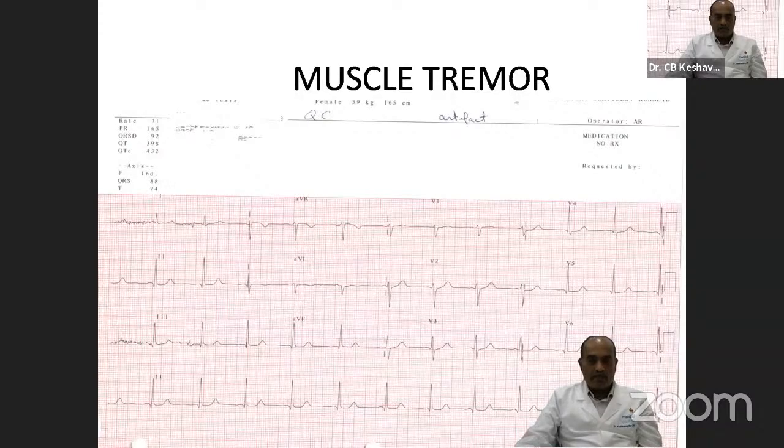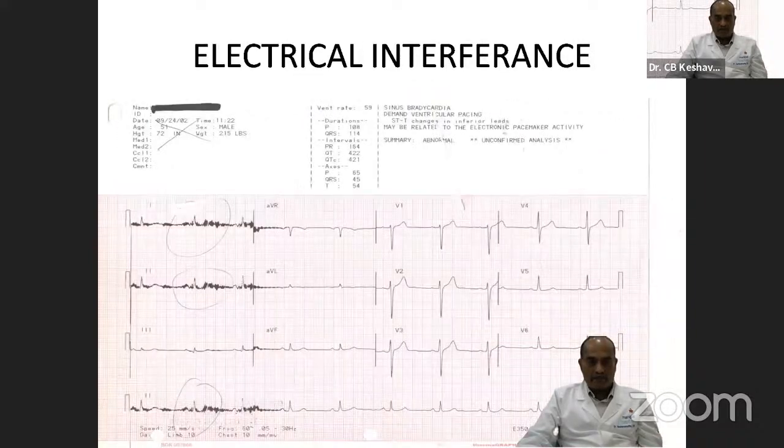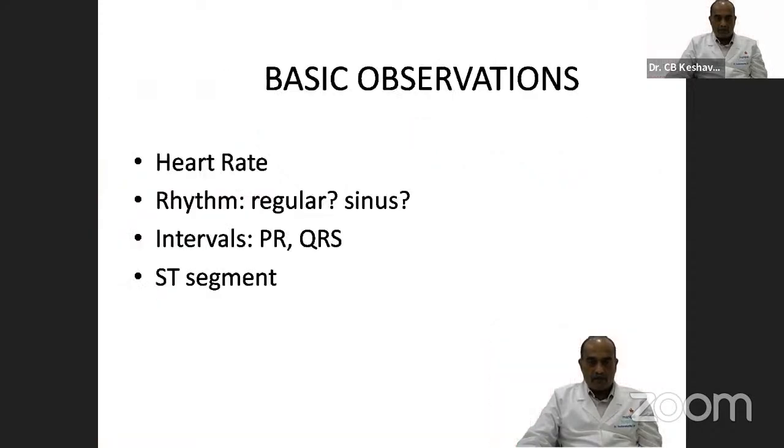So if there is muscle tremor due to any cause, you will get fine fluctuation. It is not consistent with any particular arrhythmia, so it is due to muscle tremors or movements of the patient. This is again a similar one. You see it only in lead 1, lead 2, and a rhythm strip. It is not seen in the other leads, so it is likely to be an artifact. So the artifacts are quite easy to recognize.